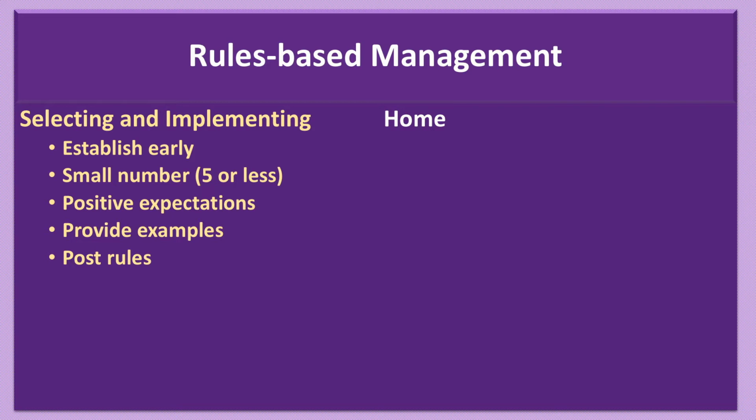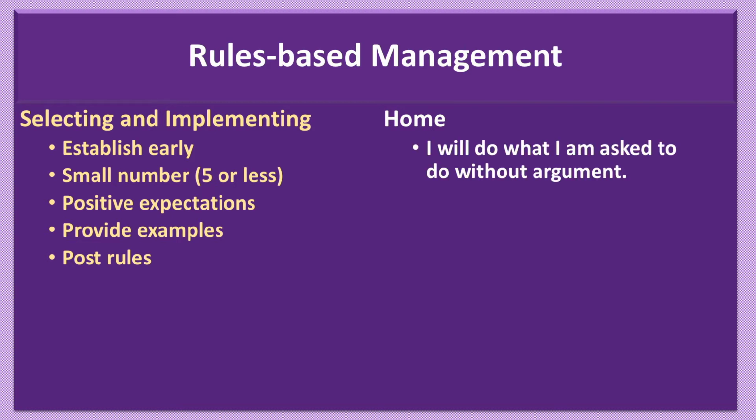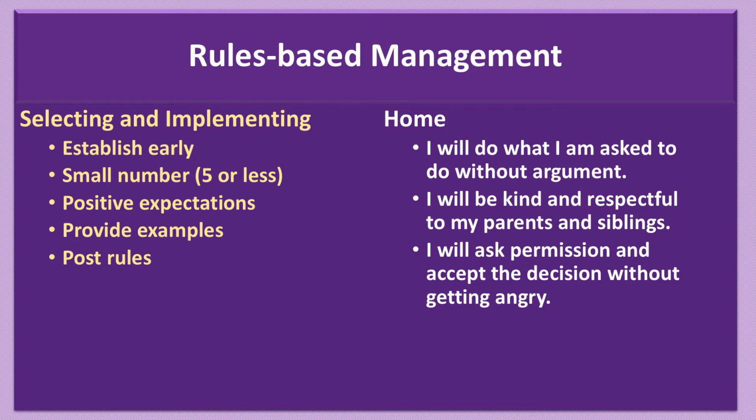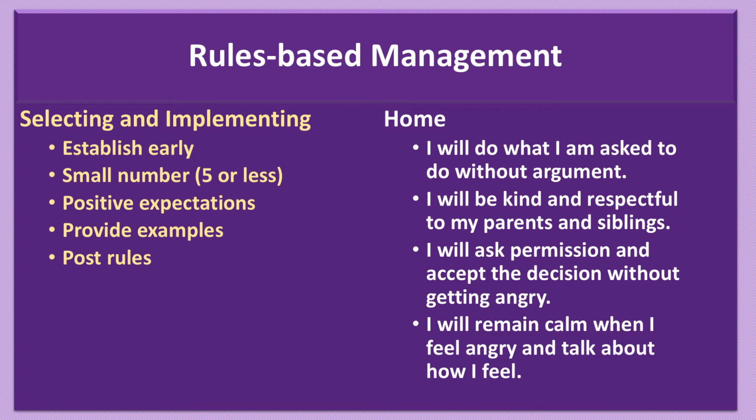This rules-based approach can also be used in the home. Some rules that we had when our children were small included, I will do what I'm asked to do without an argument, I will be kind and respectful to my parents and siblings, I will ask permission and accept the decision without getting angry, I will remain calm when I feel angry and talk about how I feel.